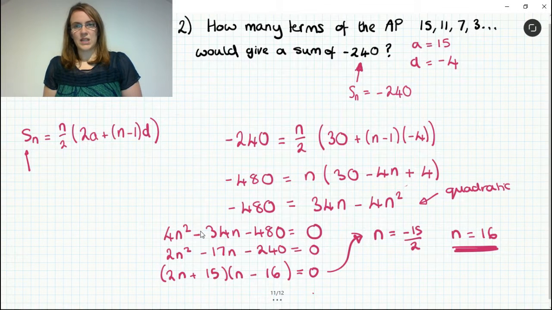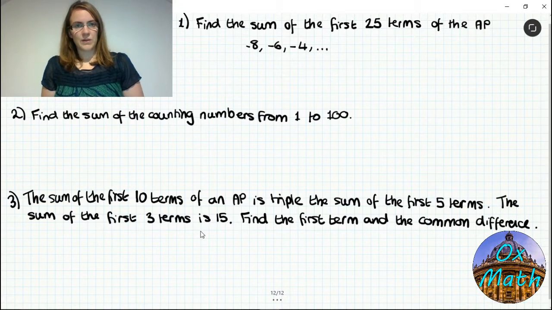So we would actually need 16 terms for the sum of all those 16 terms to equal minus 240. So test yourself, check that you really understand this, pause the video and have a go at these three questions.